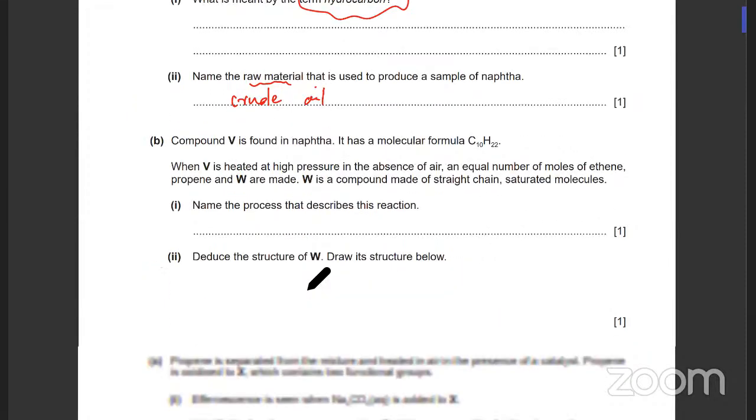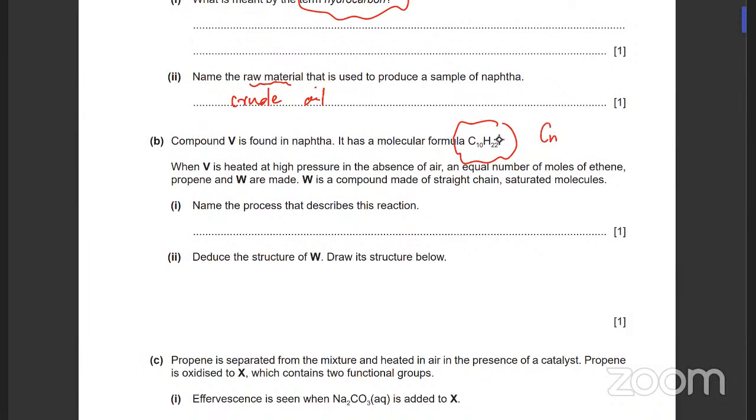Compound V is found in naphtha. It has a molecular formula of C10H22. By looking at the formula, you can tell that it's an alkane. It's a saturated molecule because it fits CnH2n+2. Now, when V is heated at a high pressure in the absence of air, an equal number of moles of ethene, propene, and W are made. So that is cracking happening. This molecule is breaking down. So the process is known as cracking.